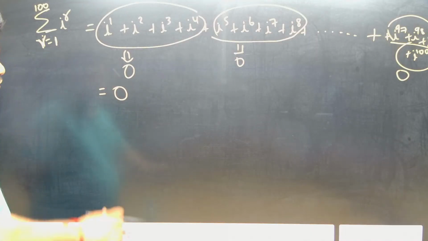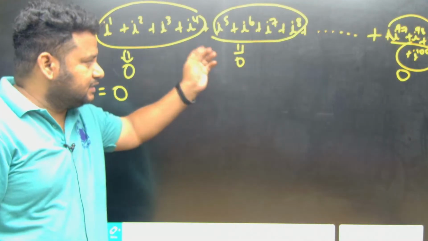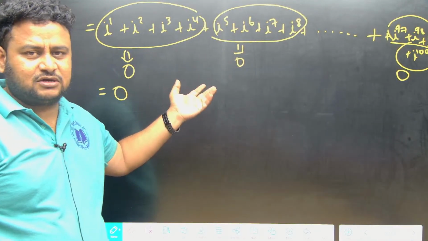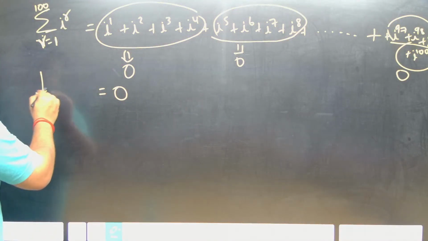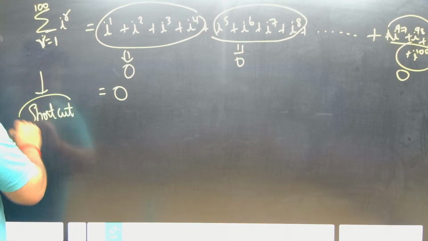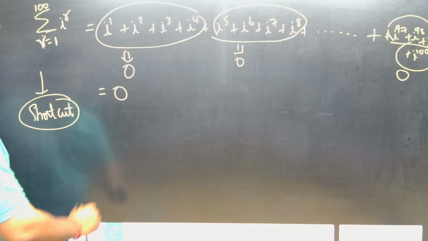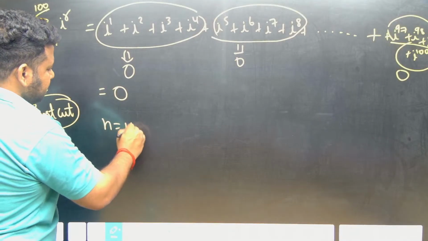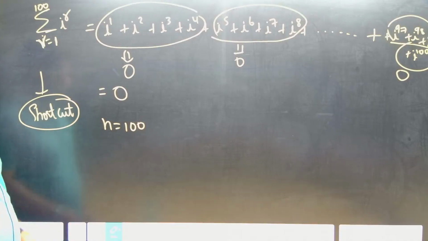This is time consuming, writing down all these things. It will take some time. Some other values are also given. So what to do? For this we have a shortcut. What is the shortcut that you will follow? Here the value of n is what? 1 to 100 means n will be equal to 100.